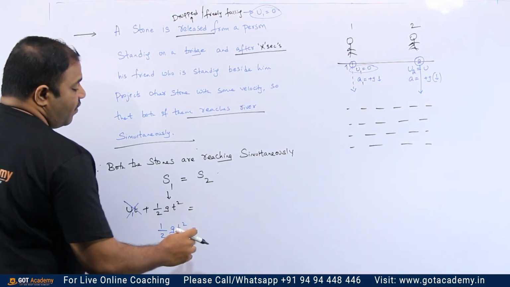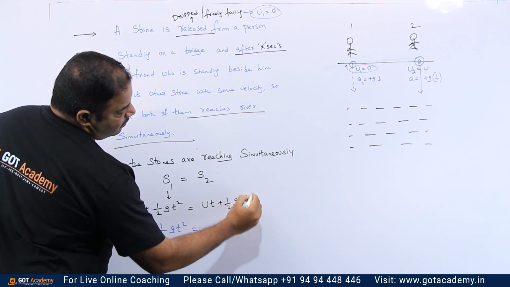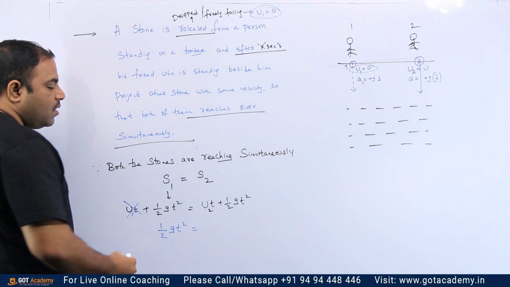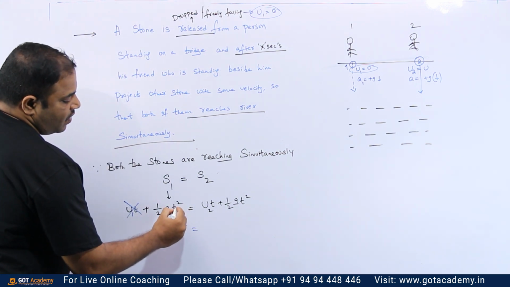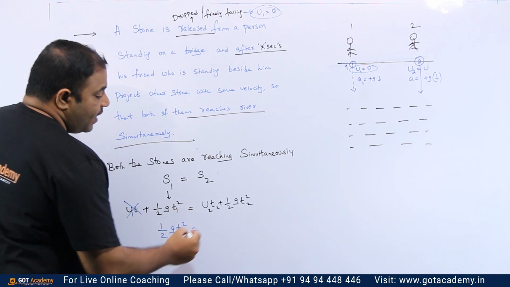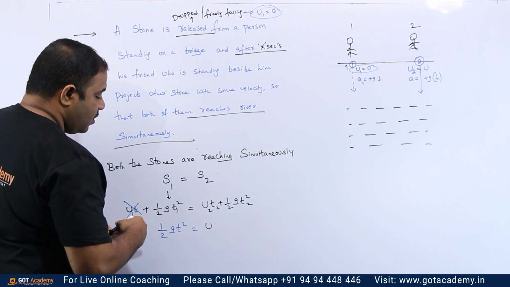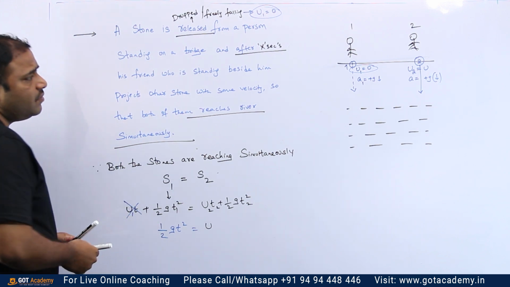So here also the same formula: u t plus half g t square. Since it is the second one, let me write 2. Since it is the first one, here time t1 and here time t2. Like this I have to write. Okay. So here u2 is what? U. No doubt in that.